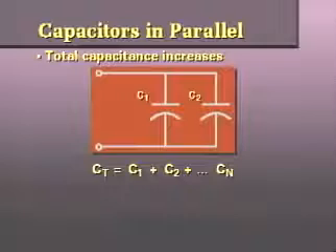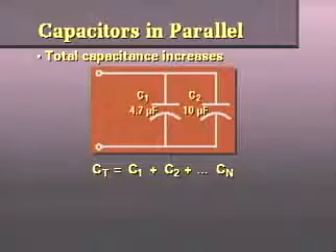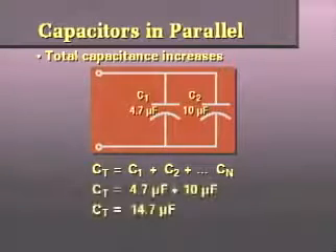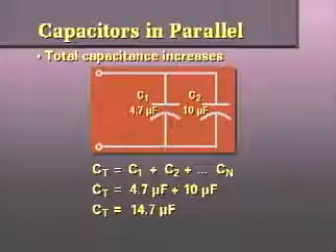In this circuit, two capacitors are connected in parallel. The value of the first is 4.7 microfarads and the second is 10 microfarads. Total capacitance for this circuit is therefore 14.7 microfarads.